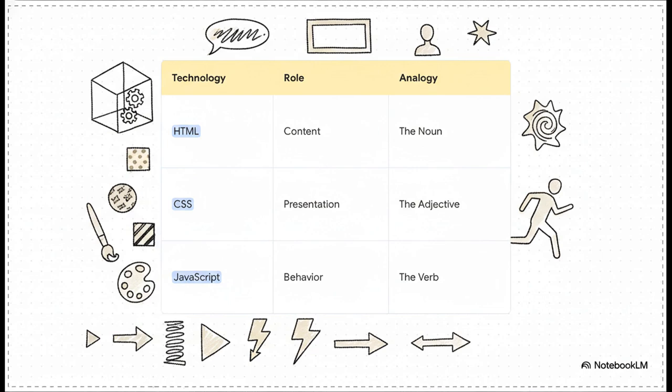This is probably the best way to think about it. Imagine a website is a sentence. HTML is your noun. It's the raw content, the structure, the what. CSS is your adjective. It describes the noun, right? It handles all the presentation, the colors, the fonts, making it look good. And JavaScript? Well, JavaScript is the verb. It's the action word. It's what makes things happen. You really need all three to create a complete, functional thought, or in this case, a website.